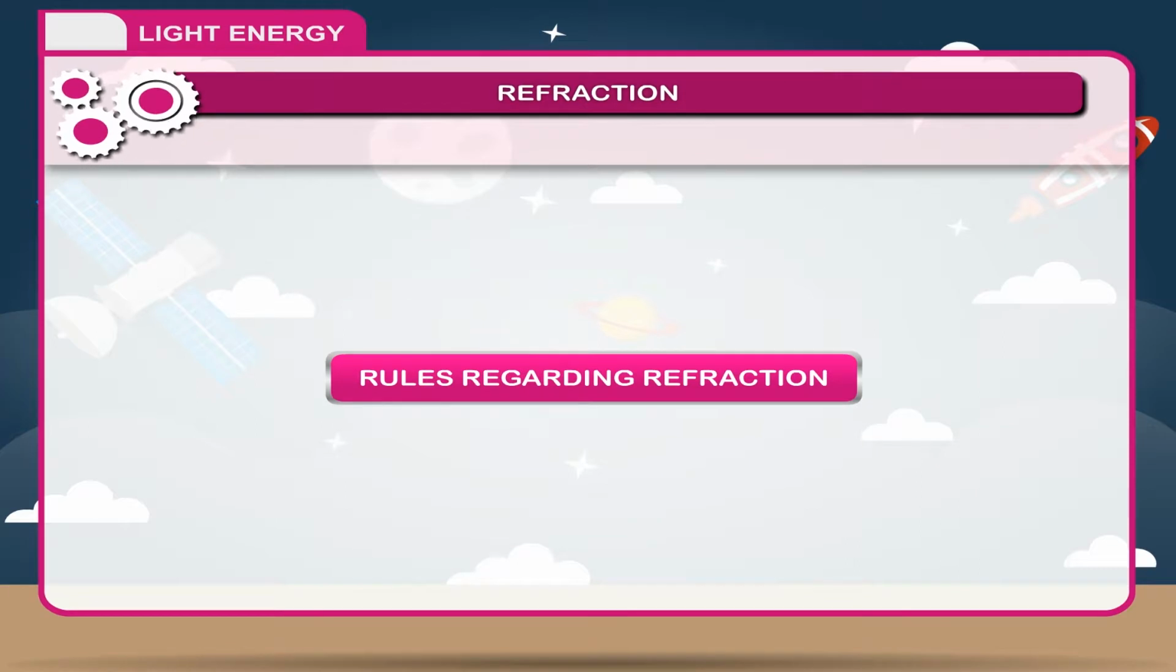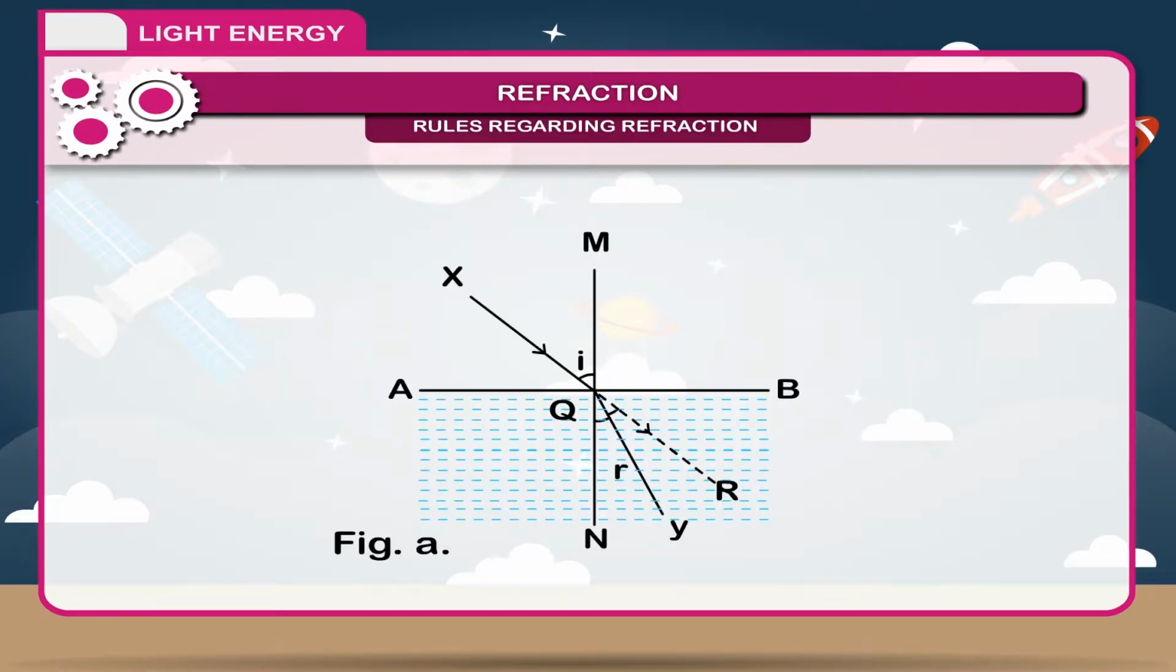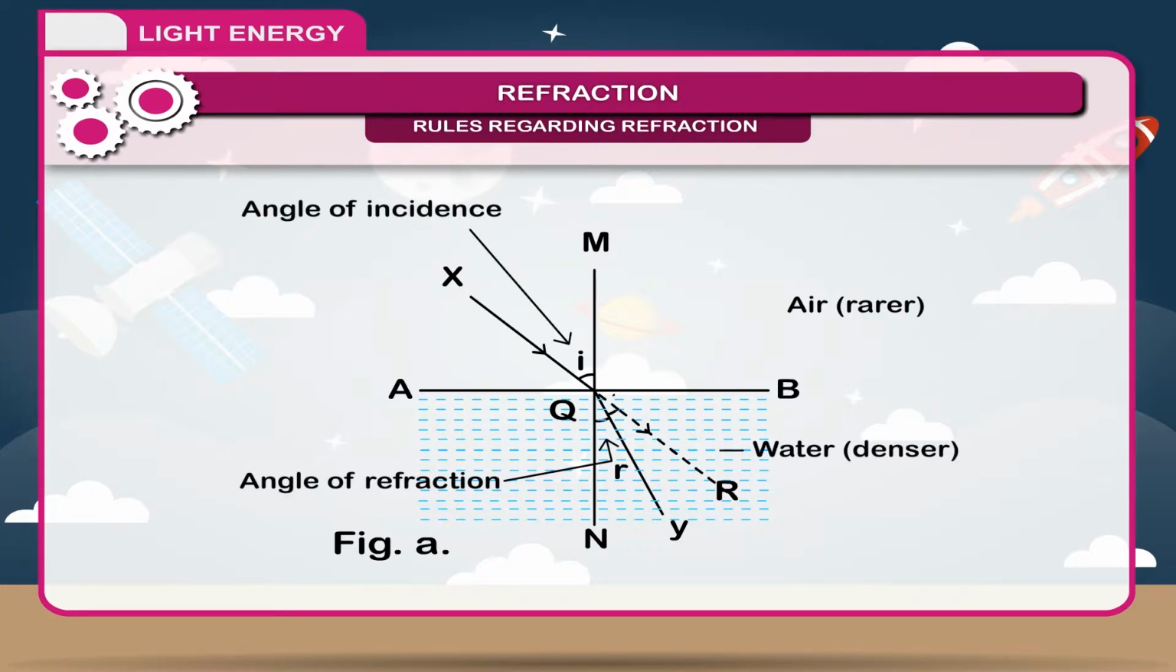Rules regarding refraction. In figure A, we see that AB is the interface which separates two mediums, air, rarer, and water, denser. A ray of light, XQ, makes angle XQM with the normal. It goes in the other medium along the path QY, making angle YQN. MN is called the normal. The ray of light is not following the straight path XQR, but it bends towards the normal. Angle YQN is smaller than angle XQM.